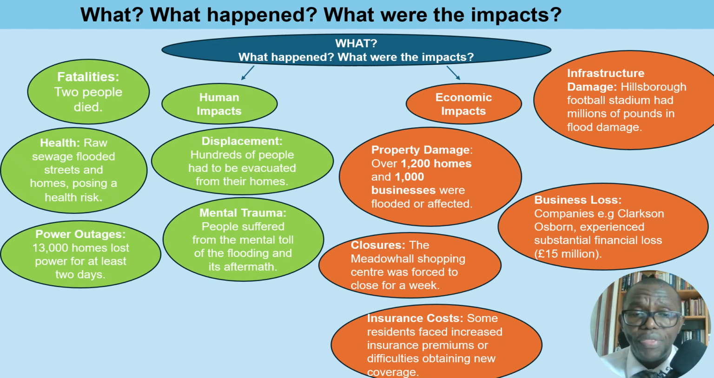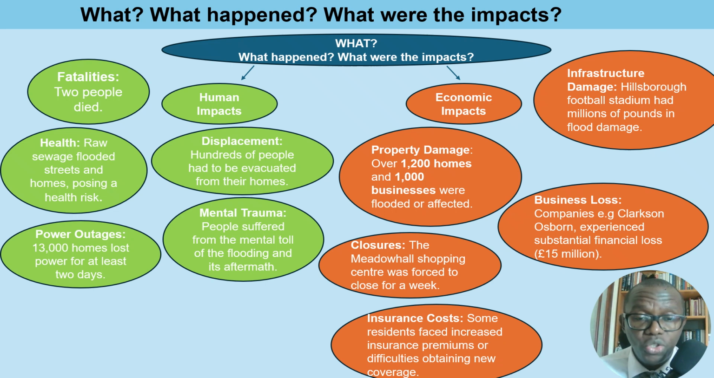Okay, so moving on then to the economic impact, and these are the ones that have to do with the economy or have to do with money. And the first one is that there was property damage. So over 1,200 homes and 1,000 businesses were flooded or affected. Now that meant that these homes needed to be rebuilt or restored, if you like. And the same had to be done for the businesses as well. So that means that a lot of money was needed to do this, and that's why it's an economic damage.